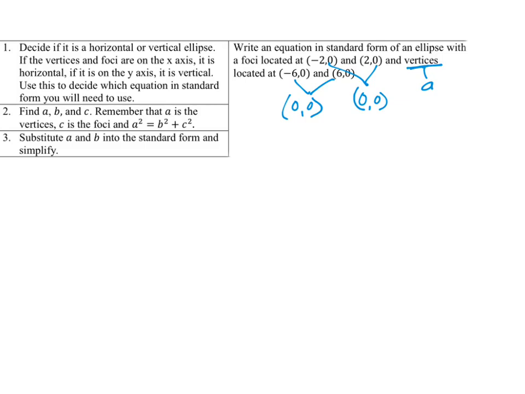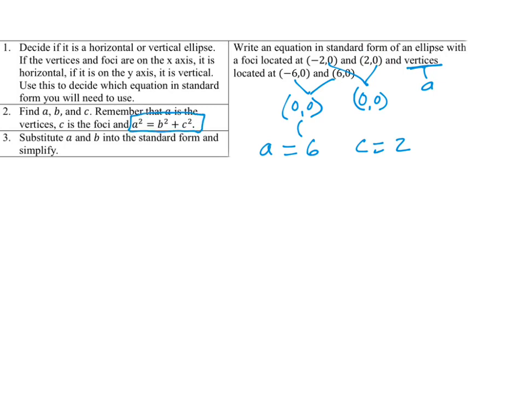So now that we have our center, we can figure out our a distance. And a is just how far it is from the center to one of your vertices, which that distance is 6. And to get c, that's the distance from your center to one of your foci, which in this case is just 2, right? 0, 0 to 2, 0 is 2. 0, 0 to 6, 0 is 6. So we got a and c. We need to now get b.